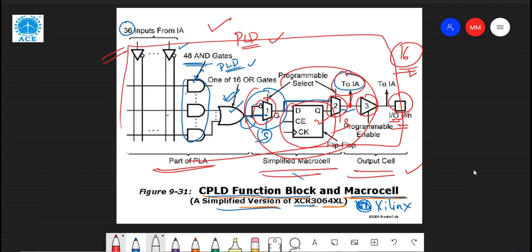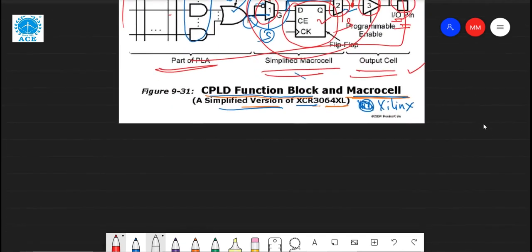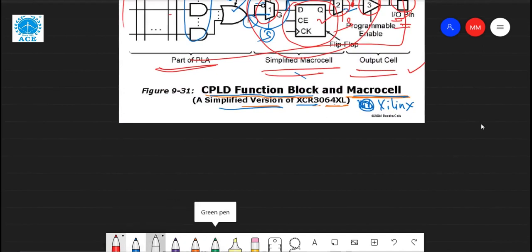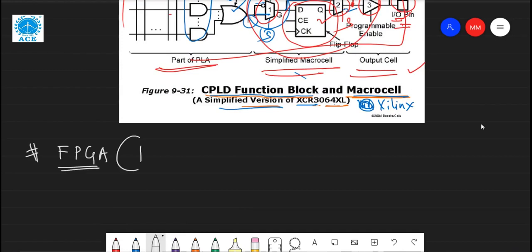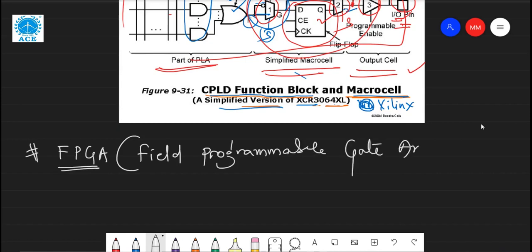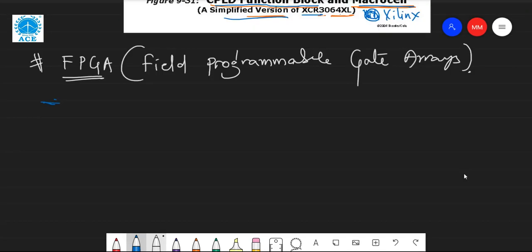Next we will see FPGAs. Let us see FPGA, which is nothing but field programmable gate arrays, shortly called FPGAs. What is FPGA?